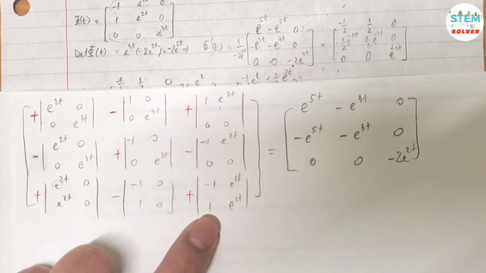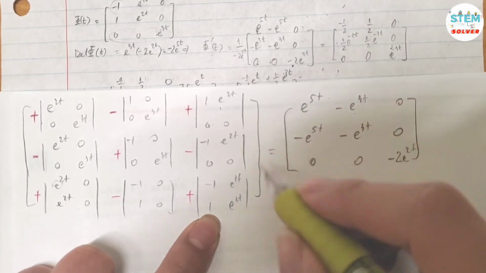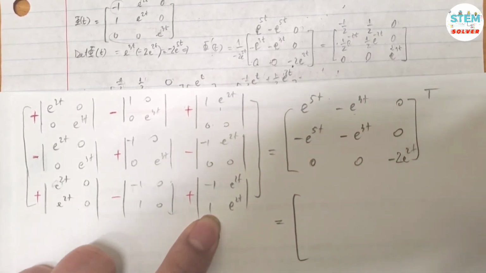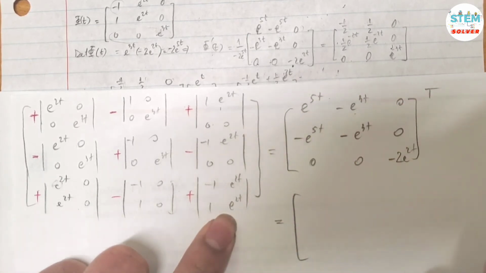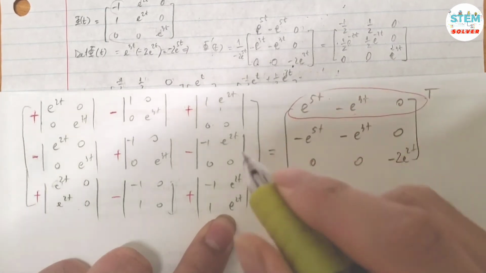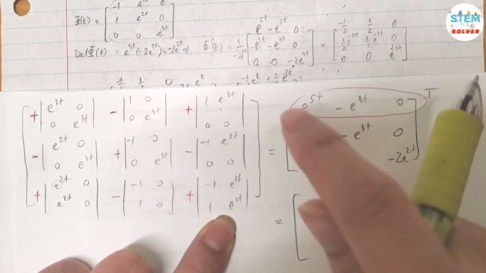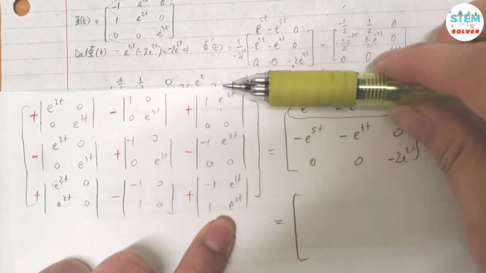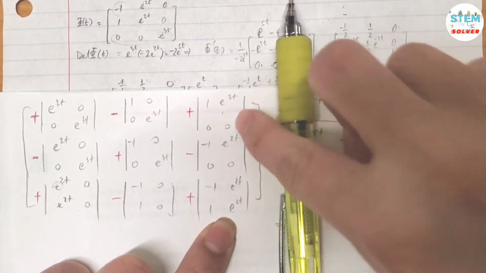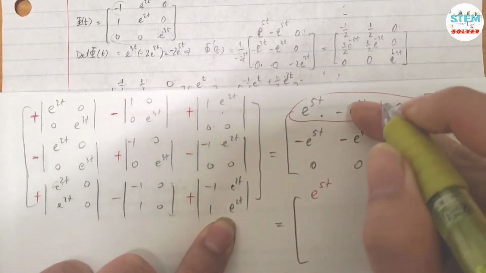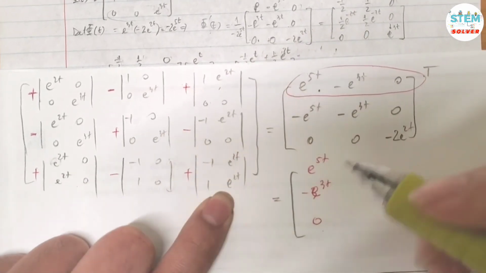Okay. And then the next step is to find the transpose of this one. How? Look at the first row. To transpose this one, you are going to take this row and put it into a column. Basically, you take this row and then you put it into a column like this. So you twist this down. So you have e to the 5t, bring this down, negative e to the 3t, and 0.